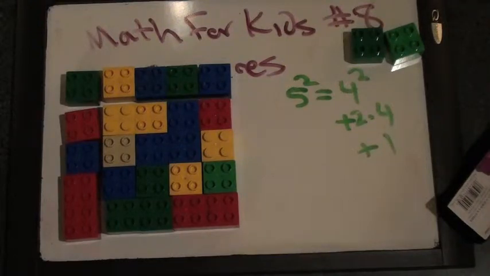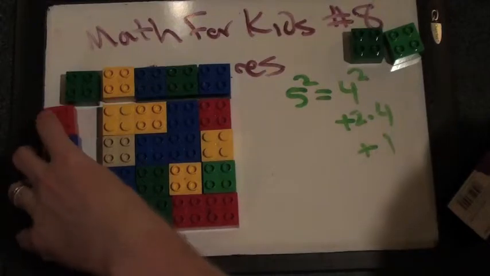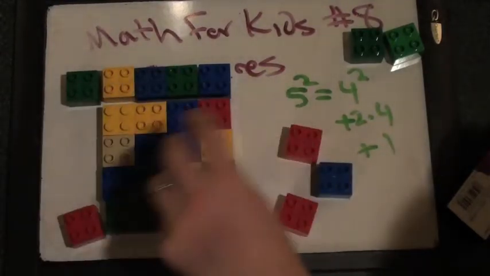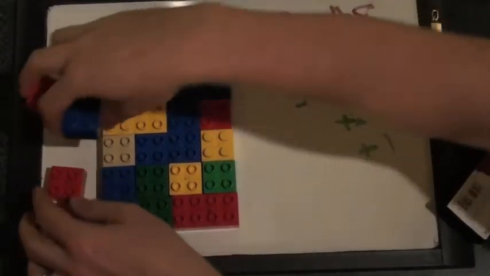But we'll see. You want to see something else that's actually pretty interesting about this? And then we're going to go into cubes. This is actually 5 squared. See, here, let me put these away. So we have our 5 squared.